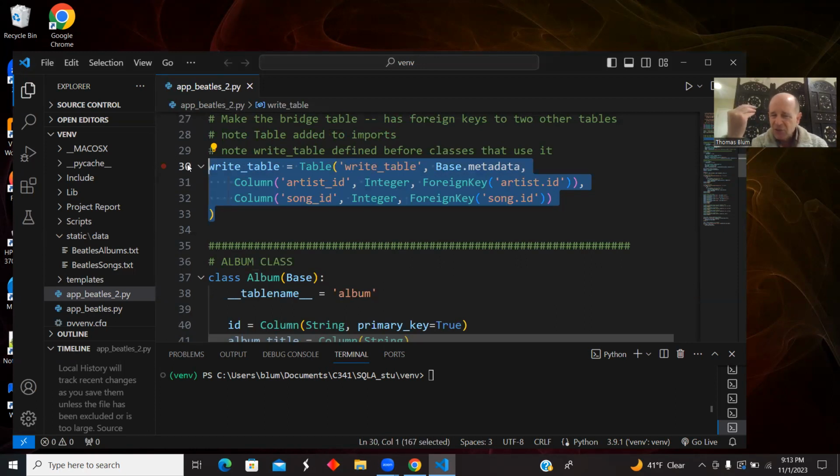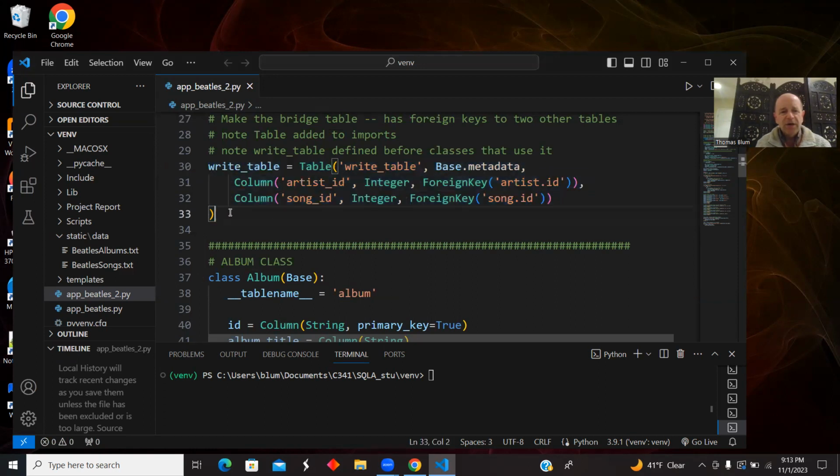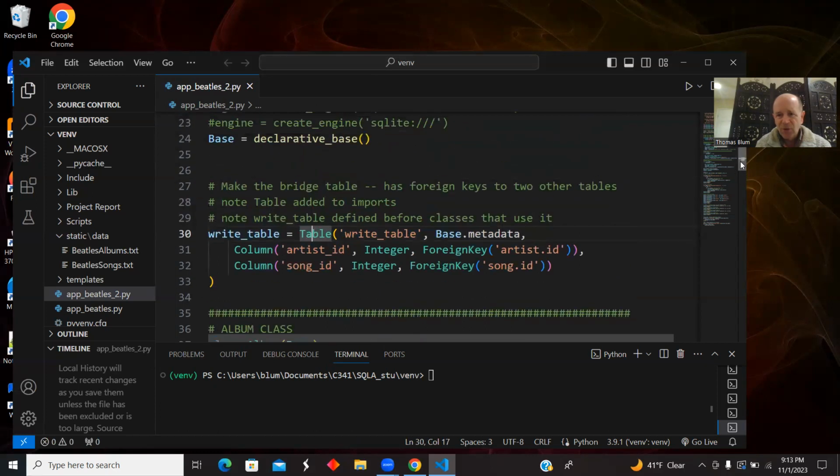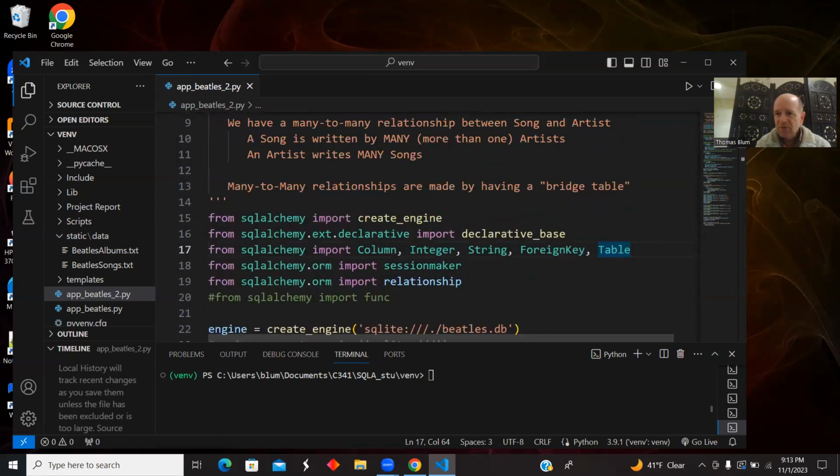So the write table has to be known, be understood before the classes that use it to establish their relationship. That's why this thing, which may in your mind come last, has to come first, because the classes are going to refer to it, and that won't make sense unless it exists. So we're going to have used that idea of table. Again, the one new thing that we imported was table.